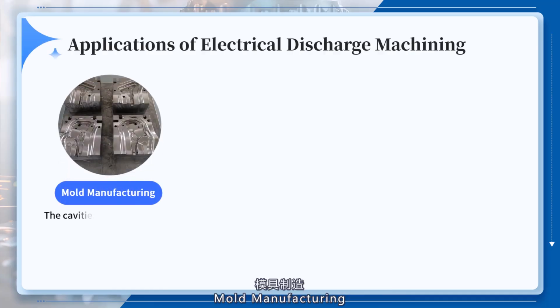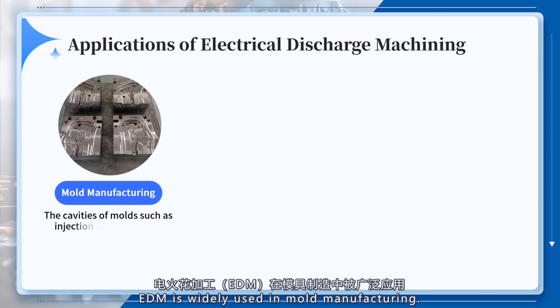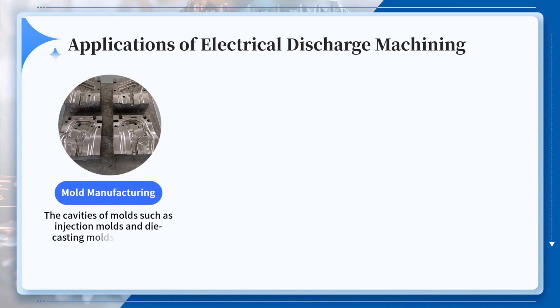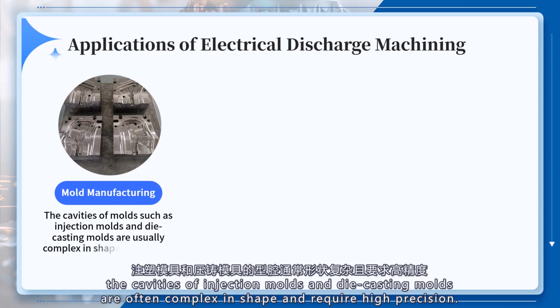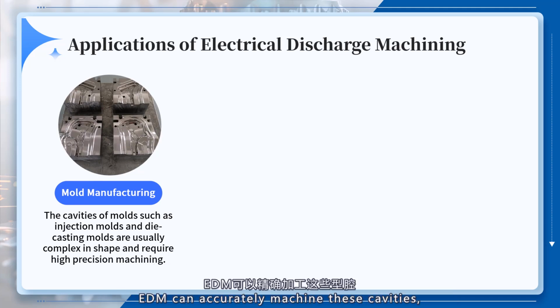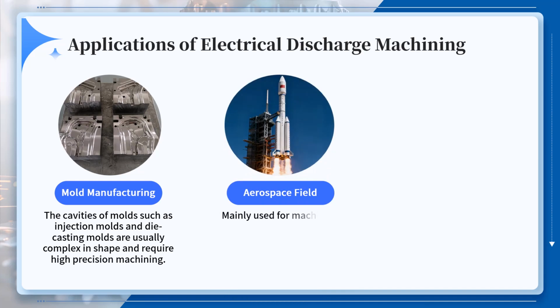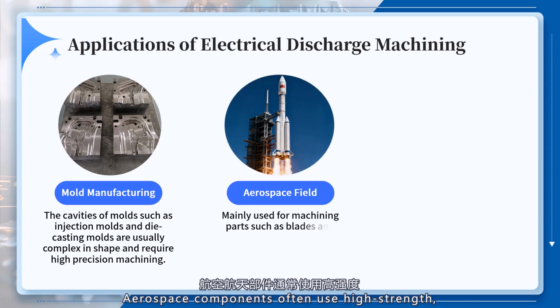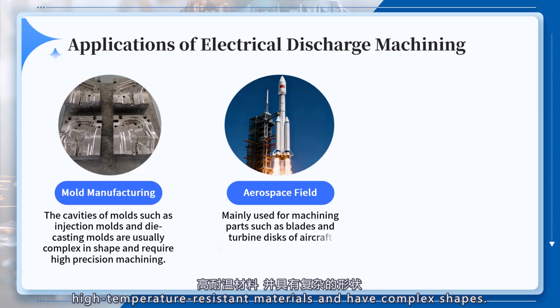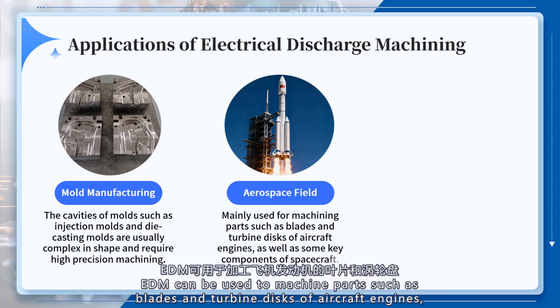Mold manufacturing. EDM is widely used in mold manufacturing. For example, the cavities of injection molds and die casting molds are often complex in shape and require high precision. EDM can accurately machine these cavities, ensuring the quality of the molds. Aerospace industry. Aerospace components often use high-strength, high-temperature resistant materials and have complex shapes.